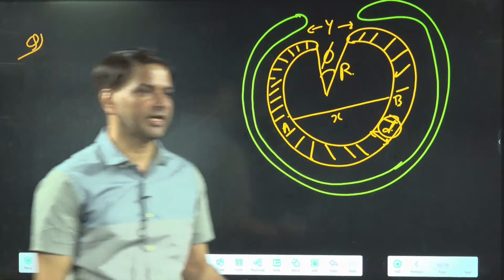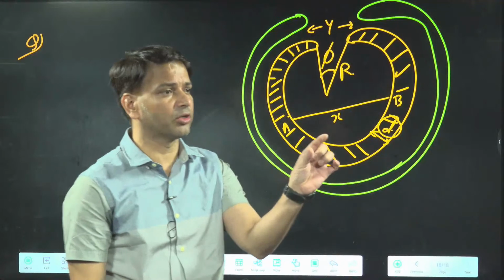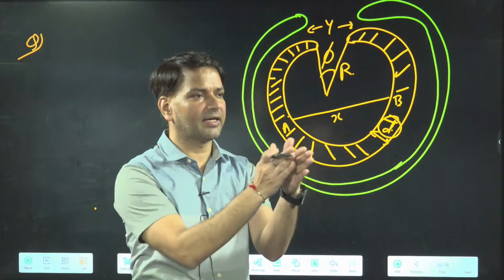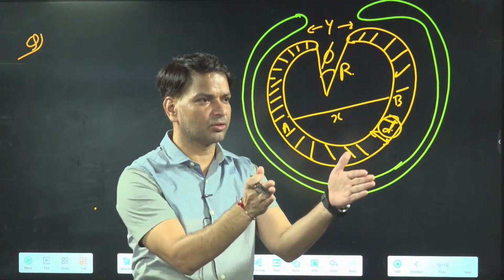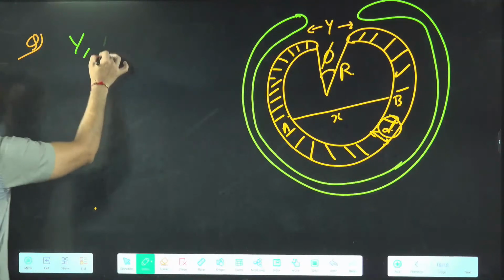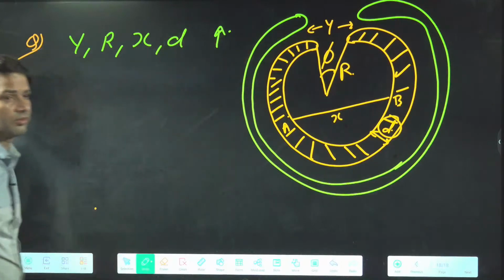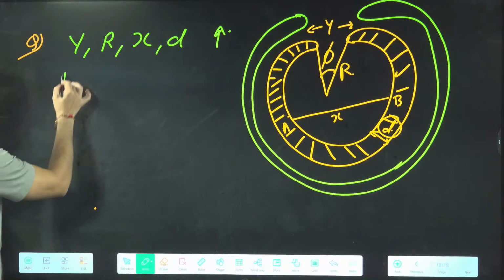So radius will increase, x will increase, y will increase, and the thickness will also increase because the distance between the 2 points increases. The atoms are expanding, so the distance will increase. So y, r, x and d increase. Like what, the r, I can write?